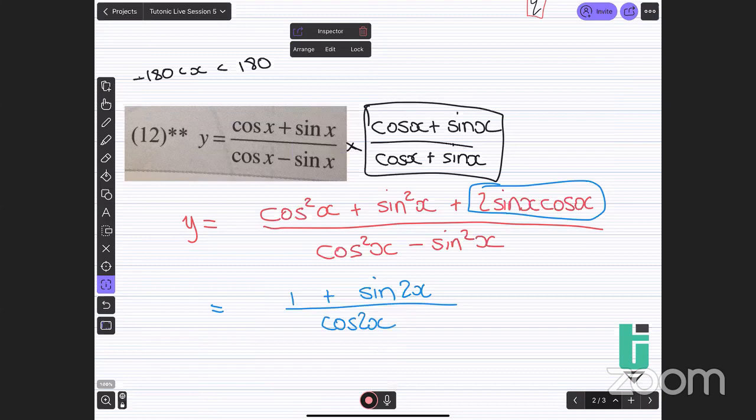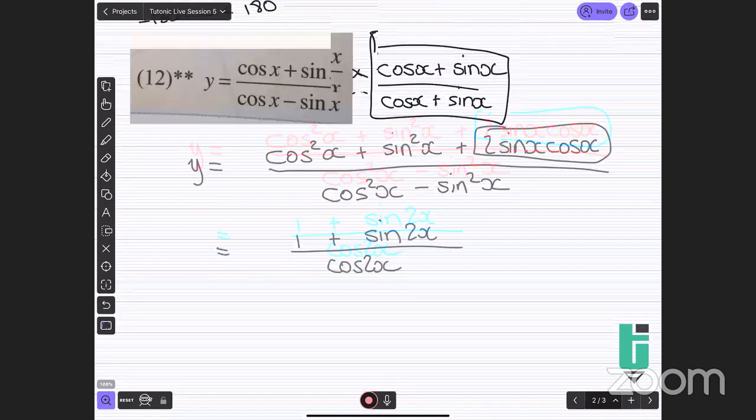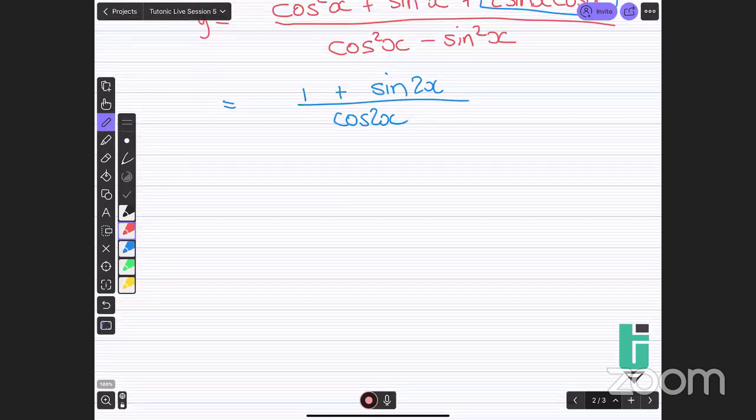Okay, maybe let's try and divide out. So it becomes 1 over cos 2x plus tan 2x. But now, how do you? Let's just see. 1 plus cos 2x. Well, cos is only between.